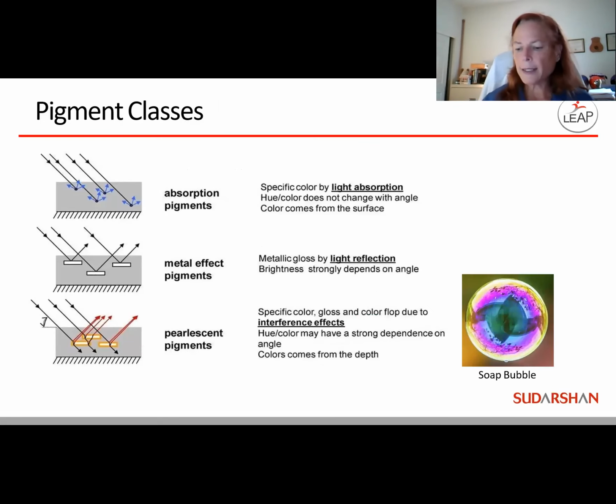As far as pigment classes in general, the organic and inorganic pigments will be the absorption pigments, where they absorb all of the light and the color does not change with viewing angle. And the color comes from the surface of that pigment.